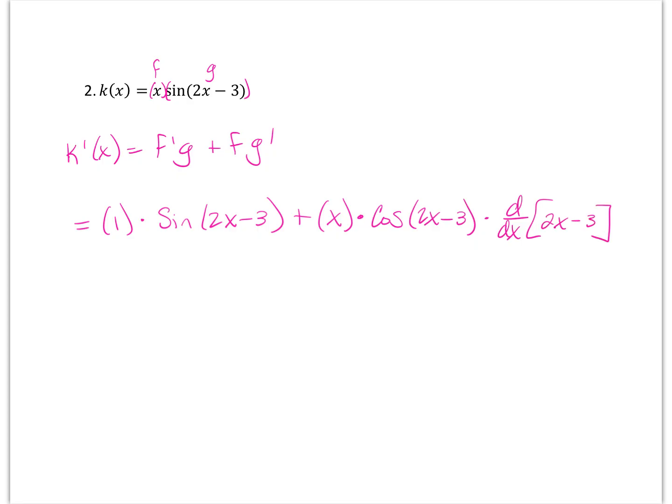And now I'll just simplify and take this last derivative and I'll be all set. Okay, so this is sine of 2x minus 3 plus the derivative of 2x minus 3, which is 2. So this becomes 2x cosine 2x minus 3.